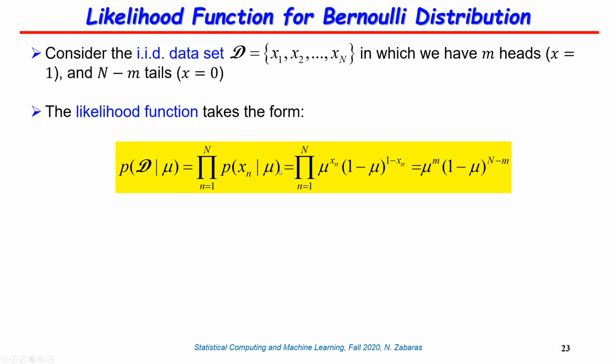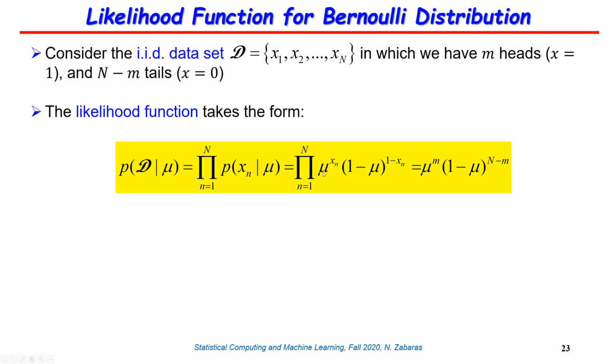Okay? Now, each of these comes from a Bernoulli distribution. So xn is the outcome of the nth tossing of the coin. So xn can be 1 or 0, right? And you have the product of this for all tossings of the coin from n equal 1 to capital N.